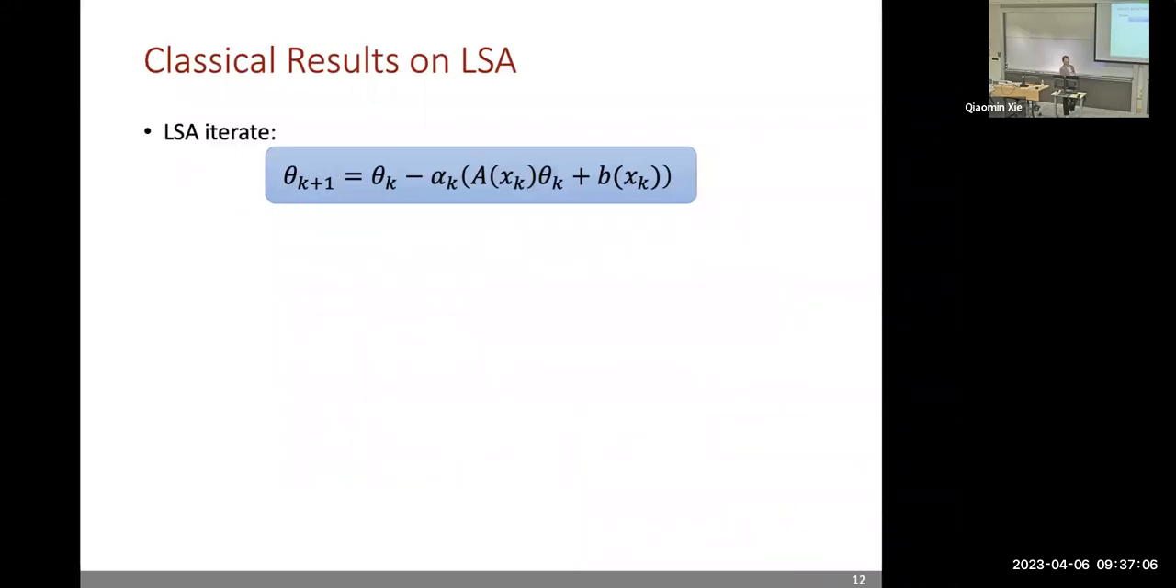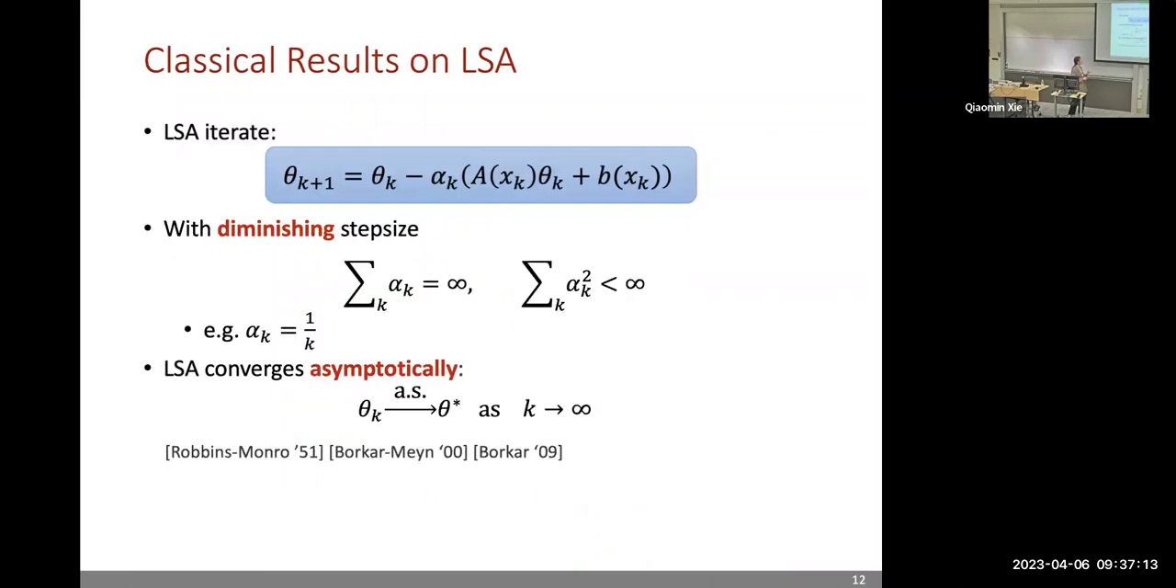The study of RSA actually has a long history. It dates back to the seminal work by Robbins and Monro back in the 50s. The classical results mainly focused on using diminishing step sizes. Typically the step sizes are required to satisfy two conditions: the summation of the step sizes should be infinite, but the sum of the squares of the step sizes should be finite. One example is a step size that scales as 1 over k with the iteration.